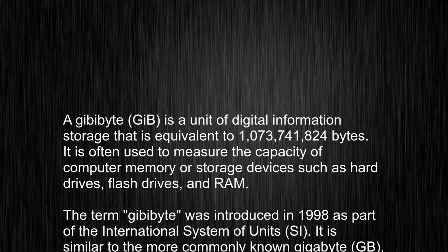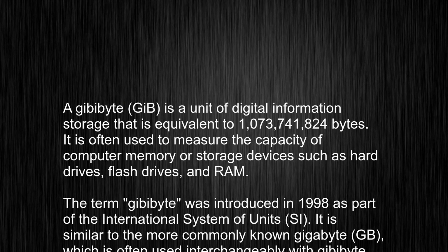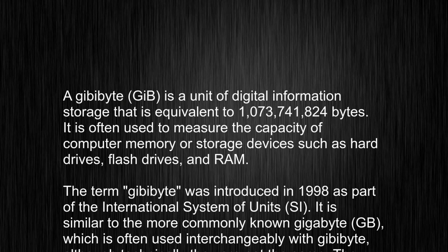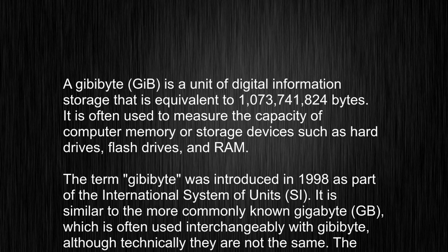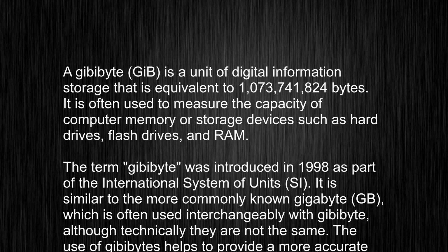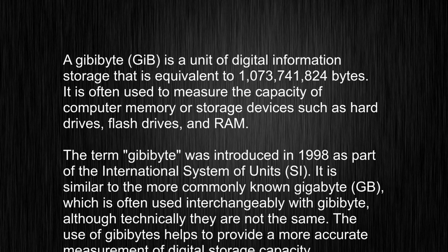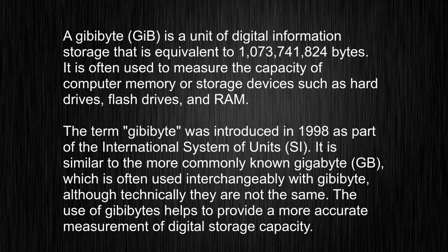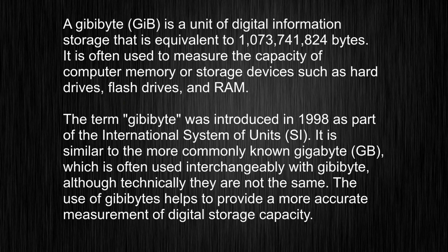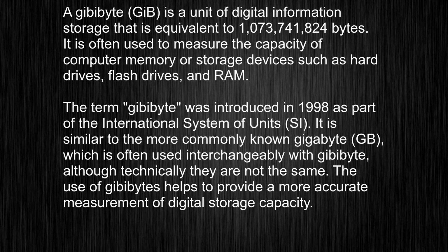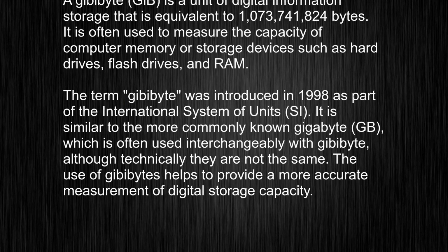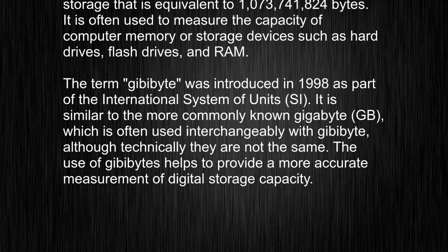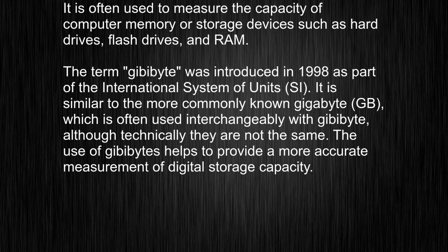A gibibyte, GiB, is a unit of digital information storage that is equivalent to 1,073,741,824 bytes. It is often used to measure the capacity of computer memory or storage devices such as hard drives, flash drives, and RAM. The term gibibyte was introduced in 1998 as part of the International System of Units (SI).